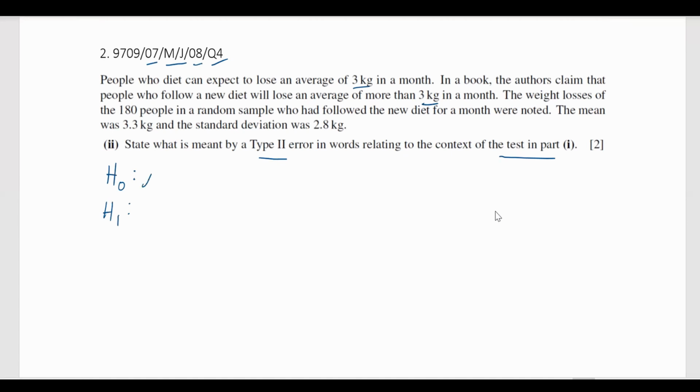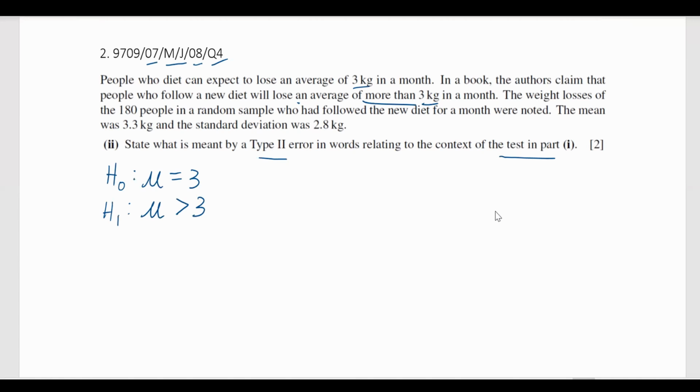Okay, in this case, on average, if you have the diet, then you expect to lose weight 3 kg in a month. So the mean equals 3. But in the book, the authors claim that they will lose an average of more than 3 kg. Right, more than 3 kg. That means H1 is suggesting that the mean is greater than 3.